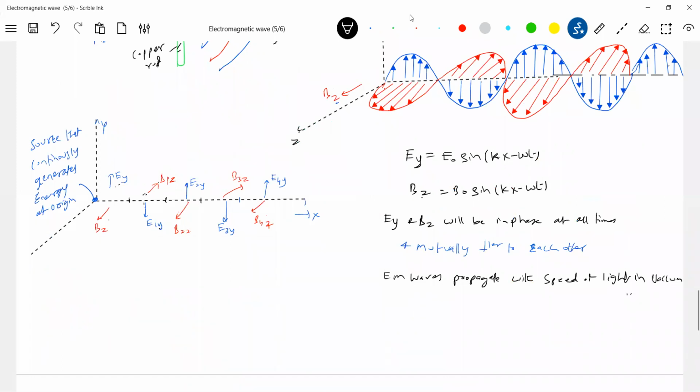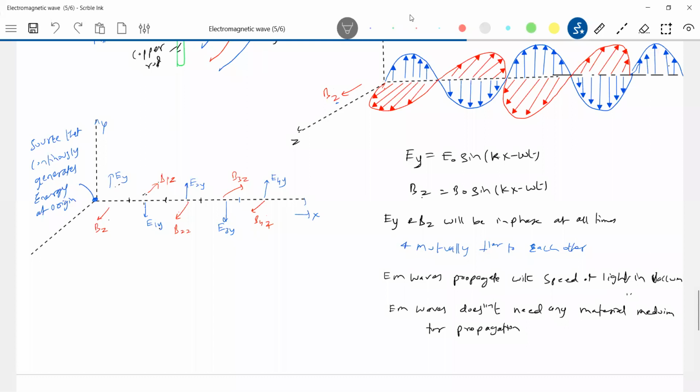Even in vacuum they propagate. So shall we say that EM waves do not need any material medium for propagation? Look at the sound wave: it needs a medium, an atmosphere. Look at the wave propagating on a rope: it needs a medium. What about the EM wave? In vacuum also. Can an electric field exist in vacuum? Fine, it will exist. Can a magnetic field exist in vacuum? Yes.